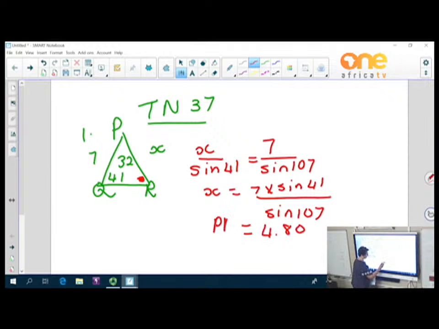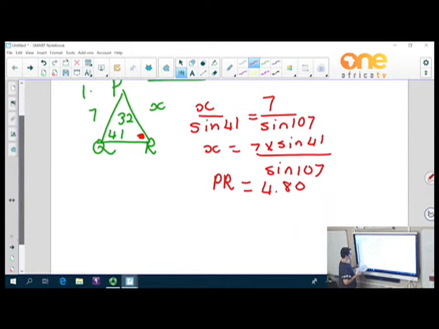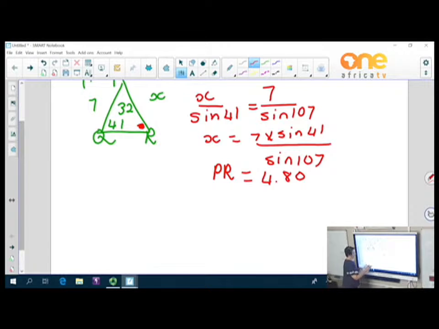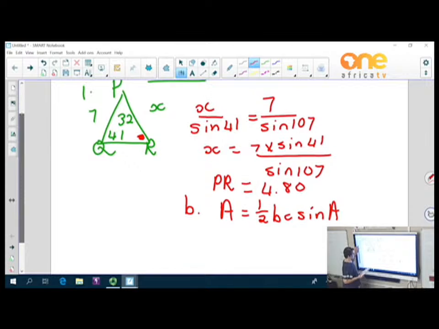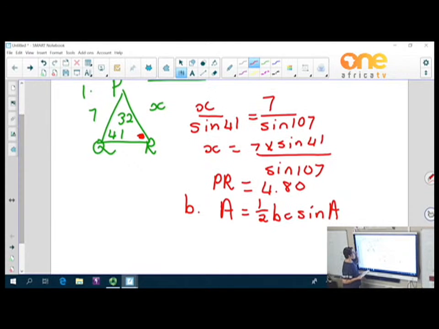This is PR or X. That's PR that we want to calculate. In the B part, they ask the area of the triangle. We know that area is a half BC sine A. Again, it's important that you choose the correct sides. This is two sides and the included angle. So you need two sides and the included angle.